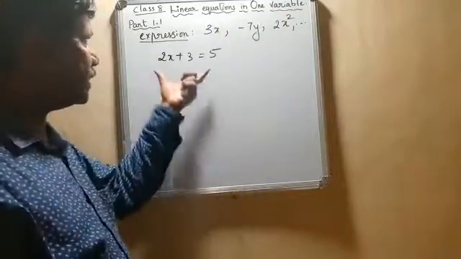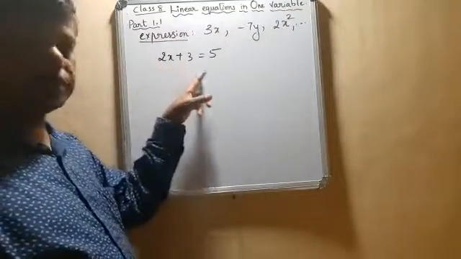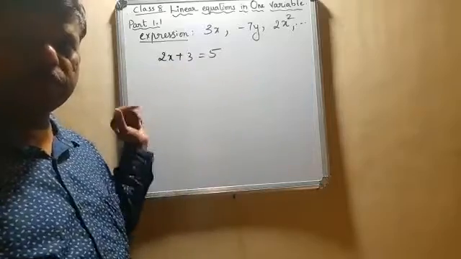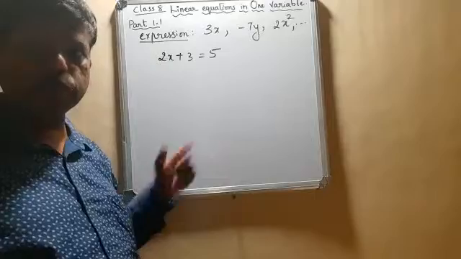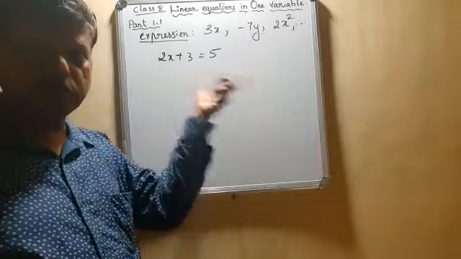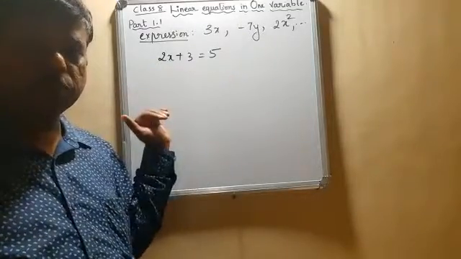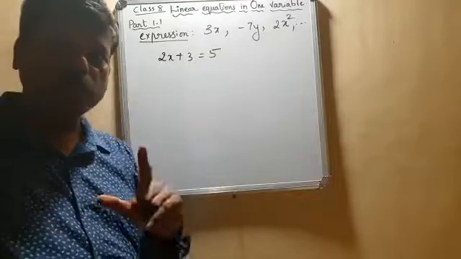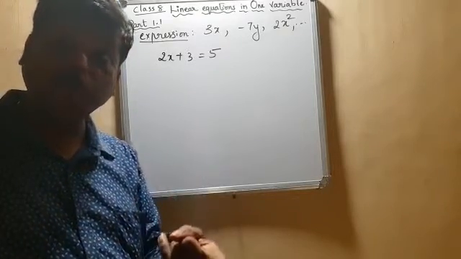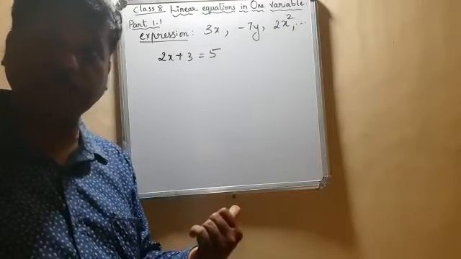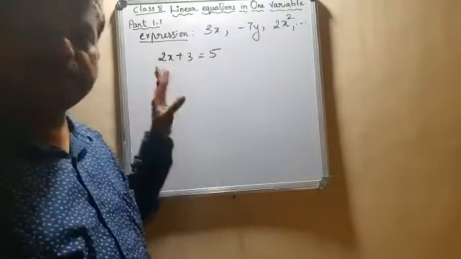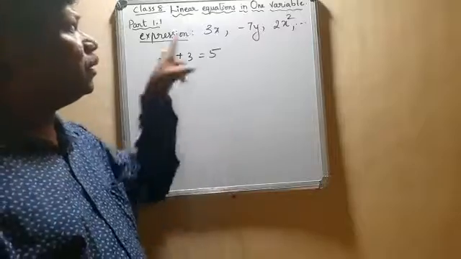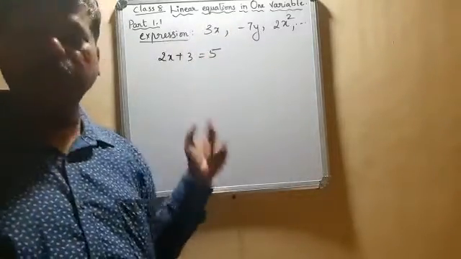Now coming to this example, 2x plus 3 is equal to 5. Here what is the variable? x is the variable, right? x has got a power 1. So that means that in this entire expression, the power of the variable is 1 and there is only one type of variable, x. No other variables are present. So that means that this is a linear equation in one variable.